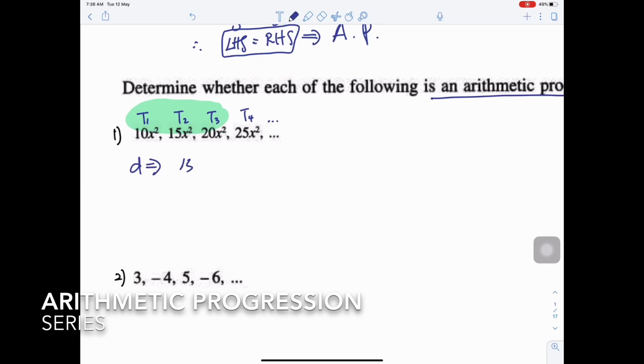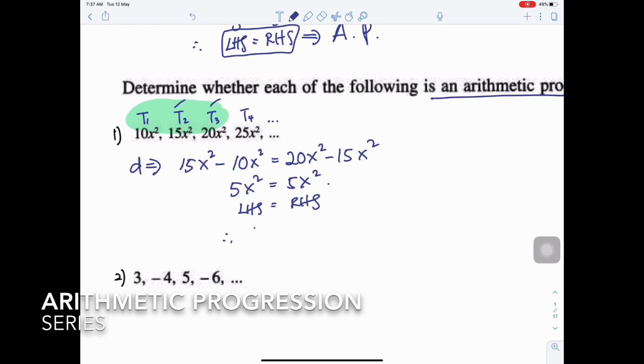15x squared minus T1, which is 10x squared, is it equal to T3 minus T2, which is 20x squared minus 15x squared? So 5x squared equals 5x squared. Therefore, left hand side equals right hand side, so we can conclude the sequence is an arithmetic progression.